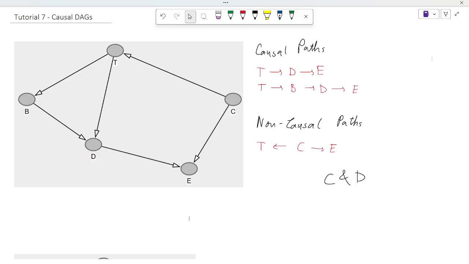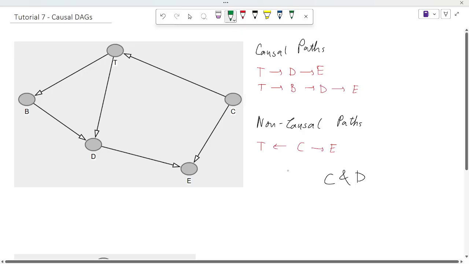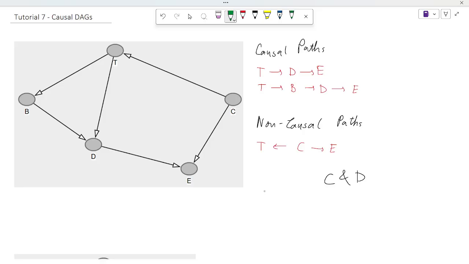All right, and I think that that should be enough. Would someone like to tell me the causal paths between C and D? C to D, or C to B to D? Perfect. What about the non-causal paths?